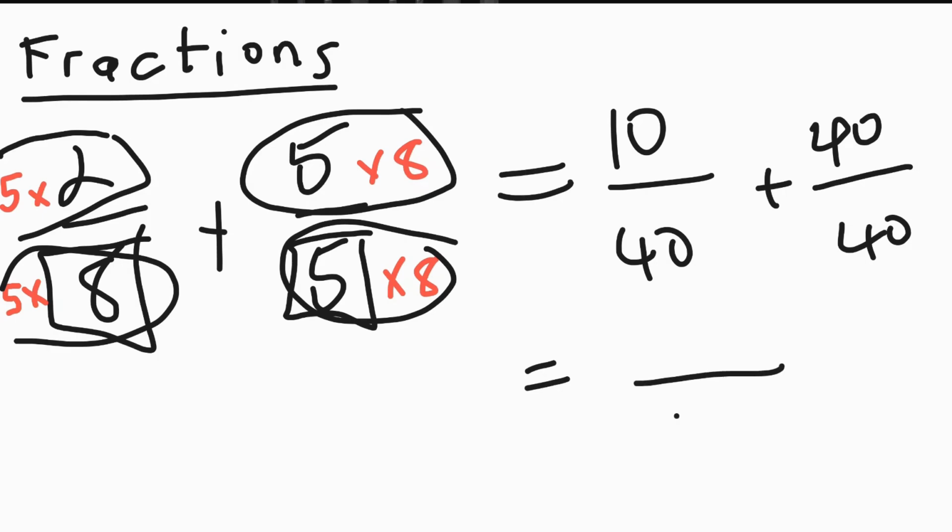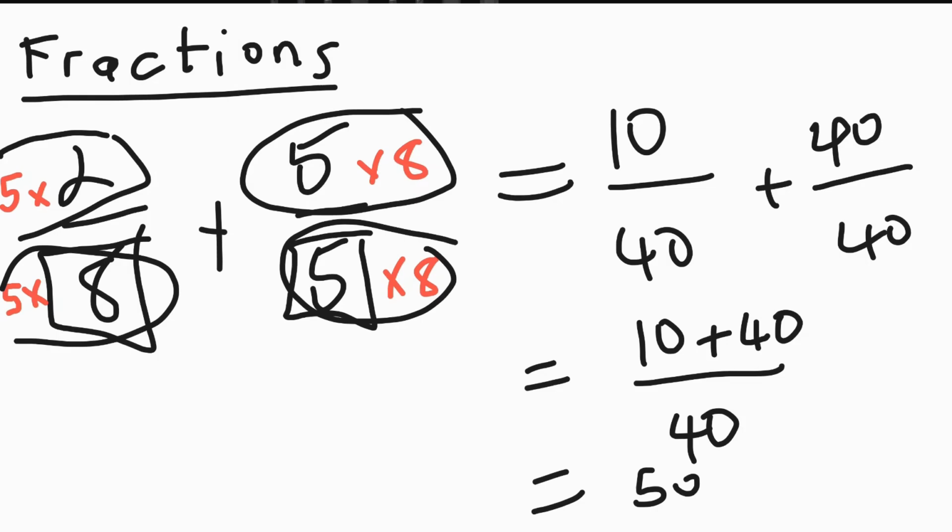So what we do is now we have a common denominator as we discussed last time around. And we can add our numerators. So that leaves us with 50 over 40. Okay, and now we have one more step to do to get the sum simplified.